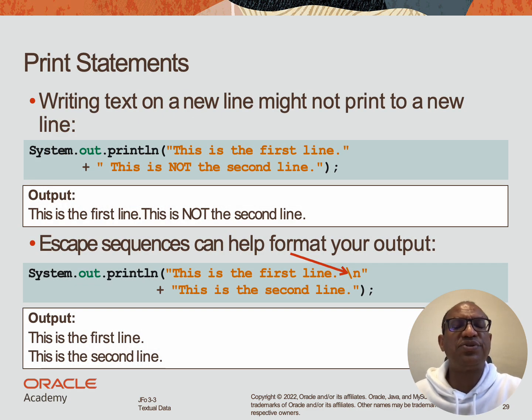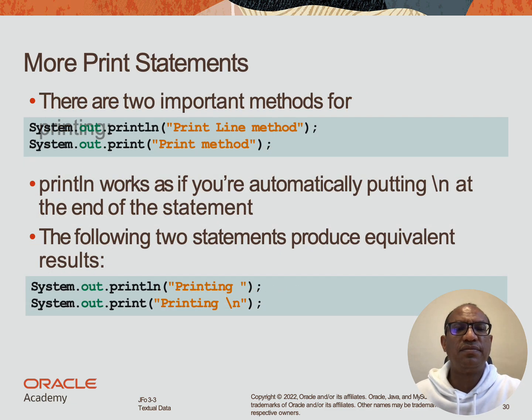Without escape sequences, trying to control line breaks or special formatting won't work. Java just prints everything on one line. Println automatically adds a new line at the end of each statement. Print does not, unless you manually include \n.